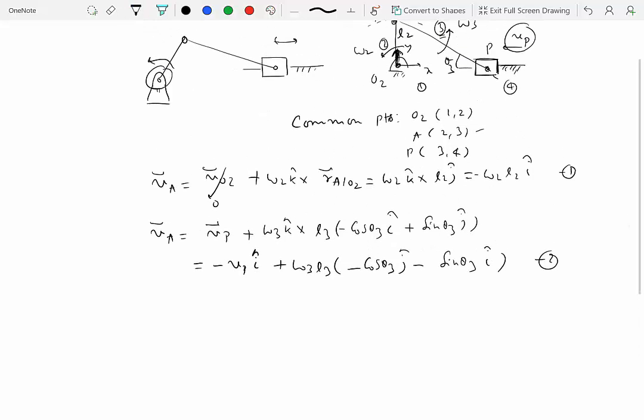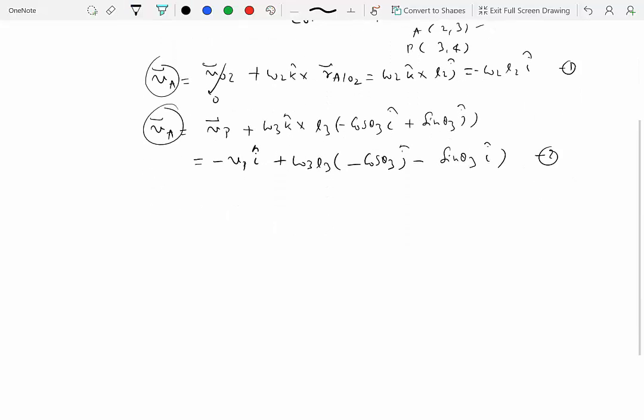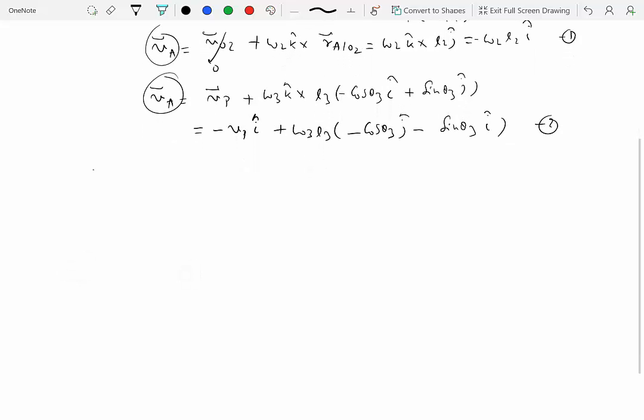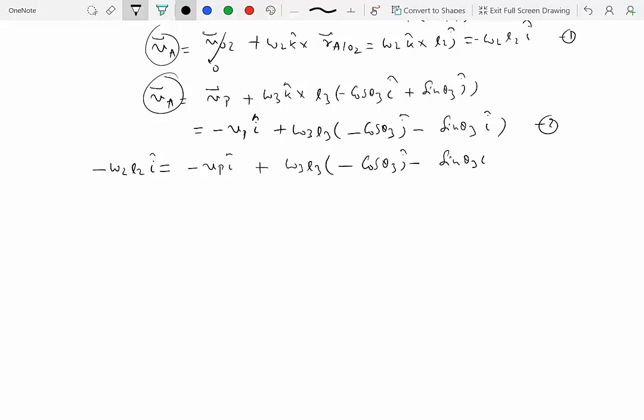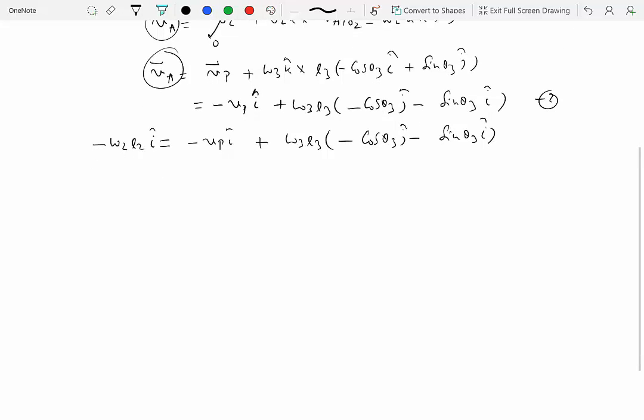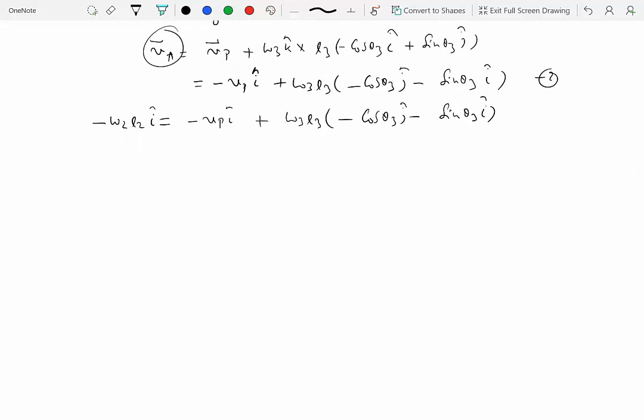Both of them are expressions for velocity of A, right? And they have to be the same. They can't be any different. So let's equate them. So what do we have? We have minus omega 2 L2 i hat equal to minus Vp i hat plus omega 3 L3 times minus cosine theta 3 j hat minus sine theta 3 i hat, right? Okay, so let's equate the coefficients on the left and right hand side. We have minus omega 2 L2 equal to minus Vp minus omega 3 L3 sine theta 3.